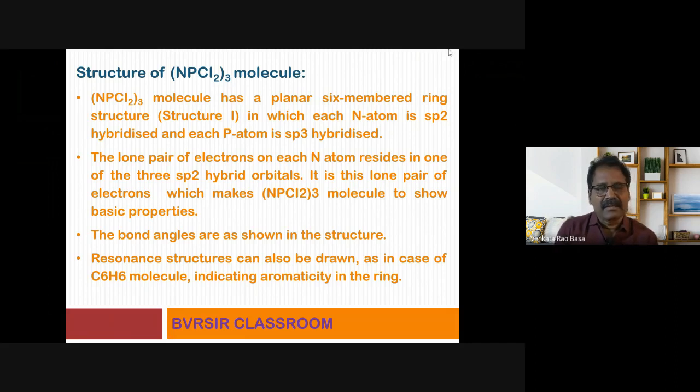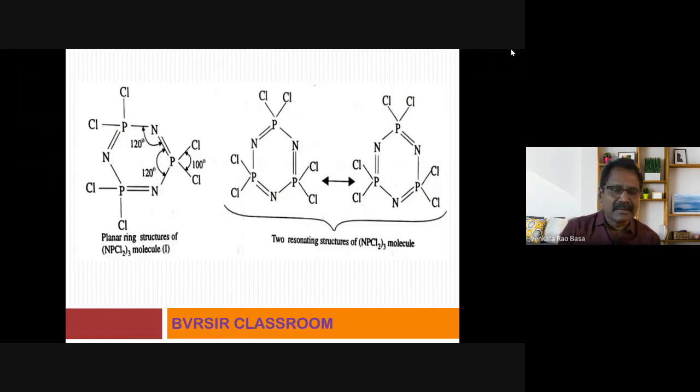The bond angles I'll show you. Resonance structures can also be drawn as in the case of a benzene molecule, indicating aromaticity in the ring. That we will study. So this is the structure of the trimer molecule. Just now we studied that it is a planar molecule. The phosphorus and nitrogen atoms are alternately arranged.